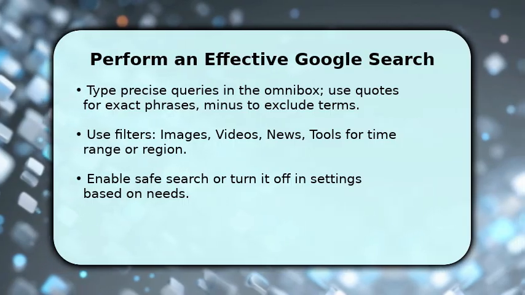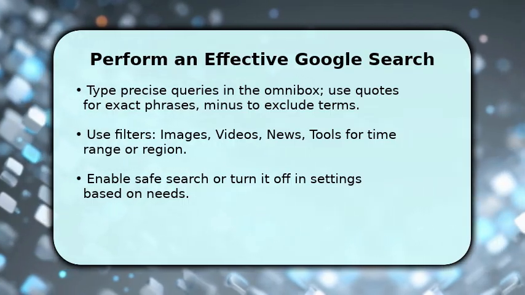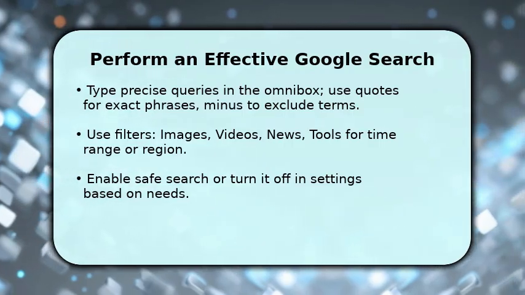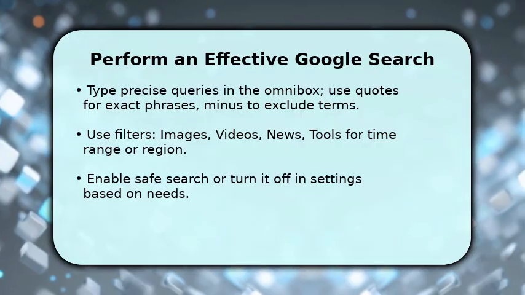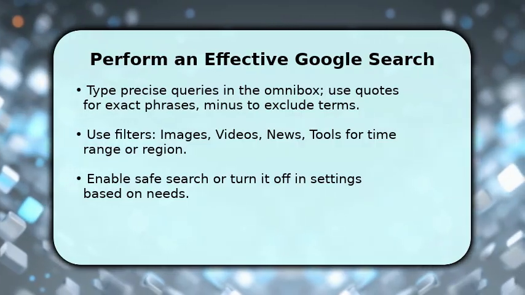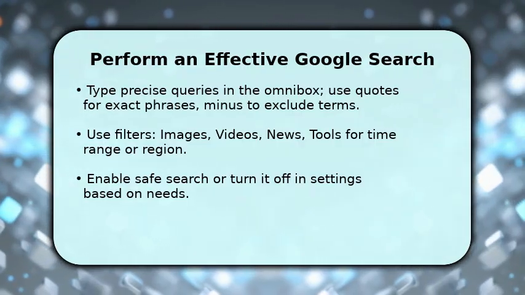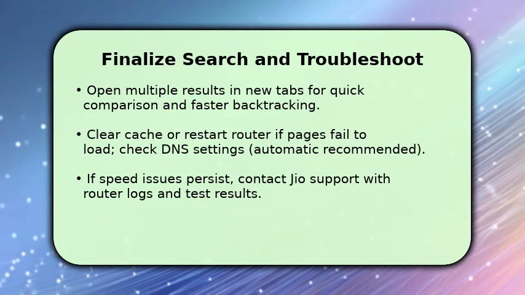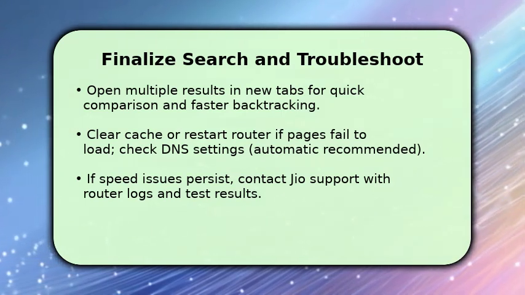If results seem irrelevant, add site:example.com to limit sources. Make sure Safe Search is set intentionally. Toggling it can remove explicit content or re-enable broader results when you need them. Finish by opening promising results in new tabs so you can compare sources without losing your search context.